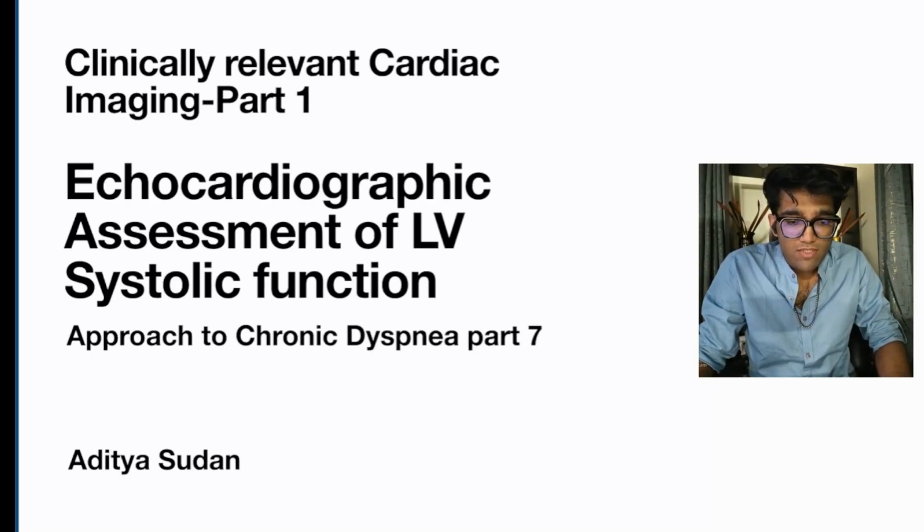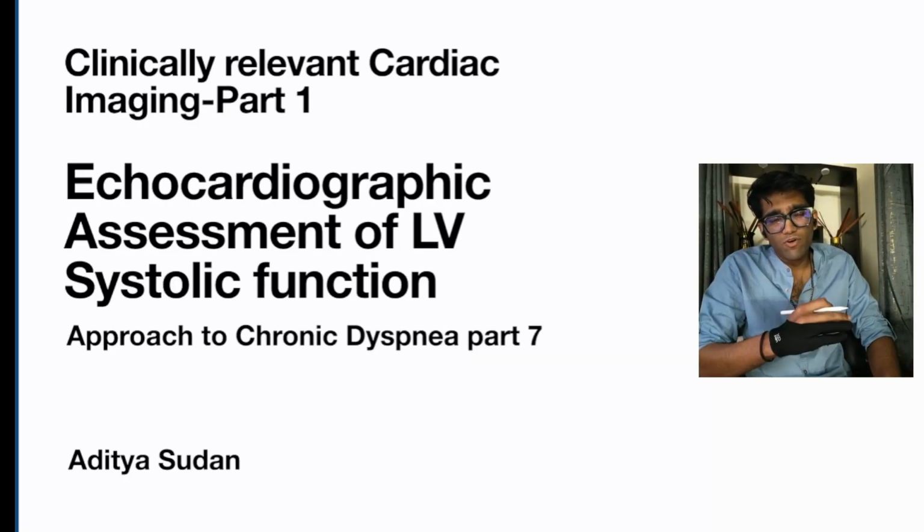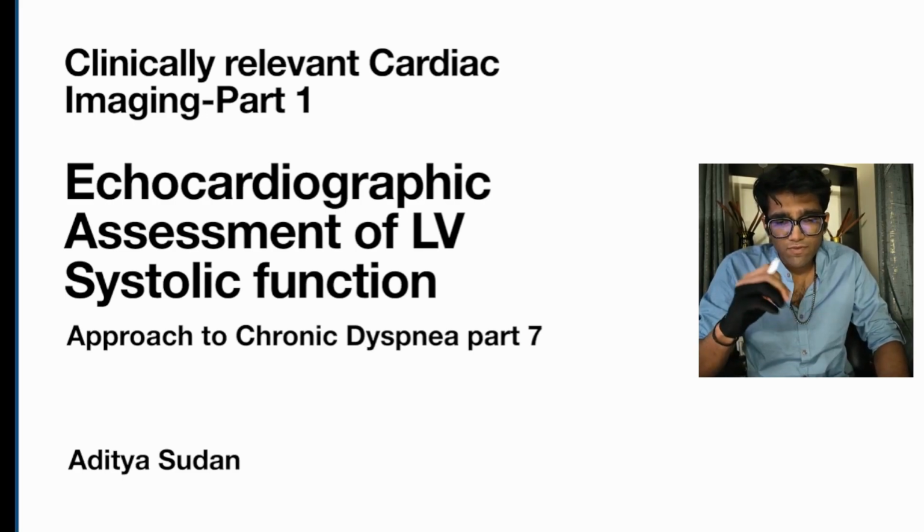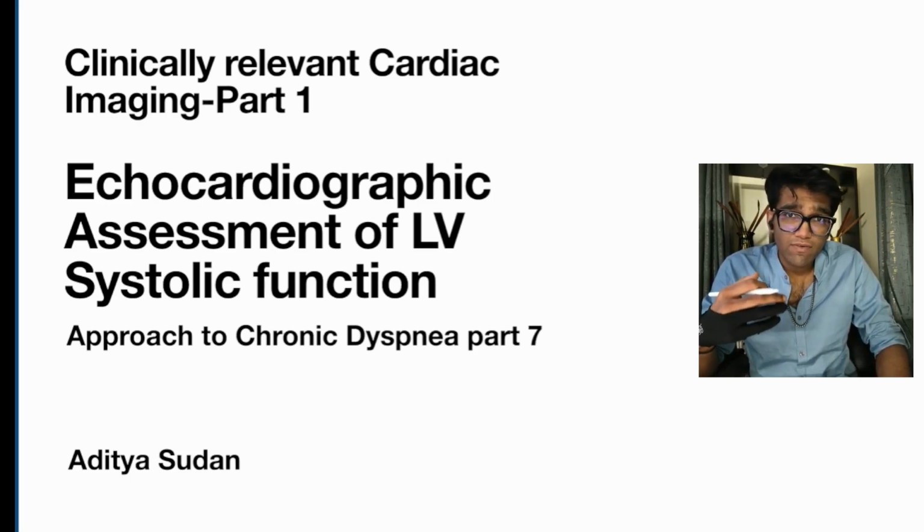Today we're going to discuss part 7 of our approach to chronic dyspnea. So, as of now, we've covered symptom analysis, we've covered the examination of the pulmonary system, analysis of pulmonary function tests, and examination of the cardiovascular system, excluding murmurs.